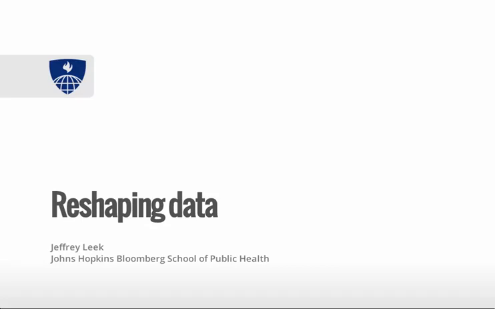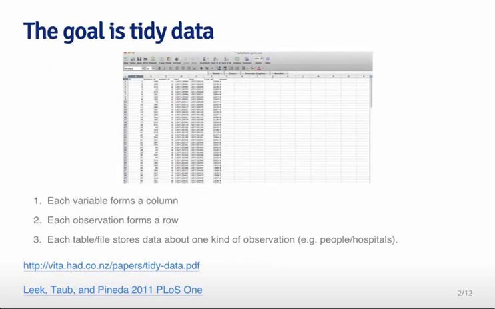Often the data that you load into R will not necessarily be tidy. It'll be shaped in some strange way, or there'll be a variable in a row, or there'll be something else going on. And so the first thing that you might need to do is reshape the data into the format that you'd like to have it in. So the goal, remember, is tidy data.